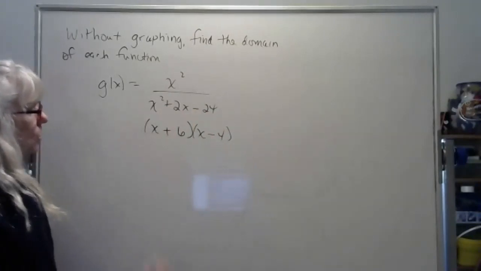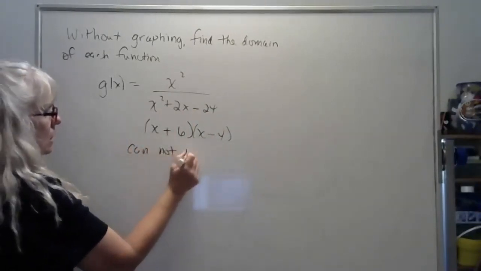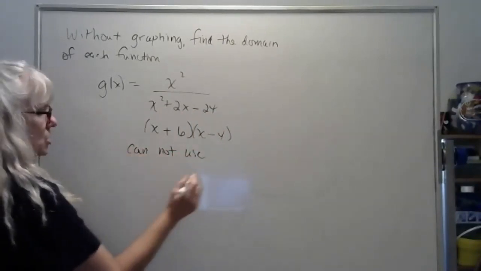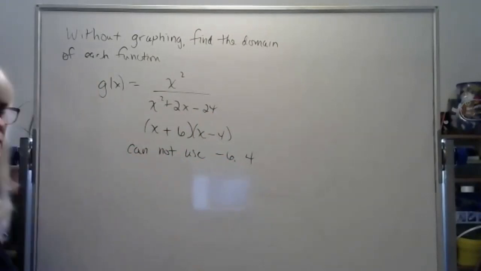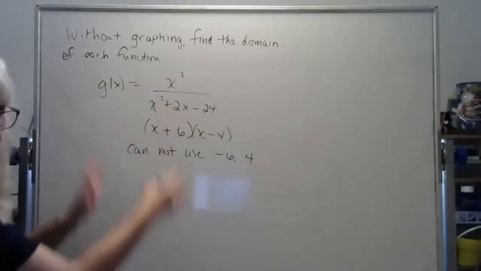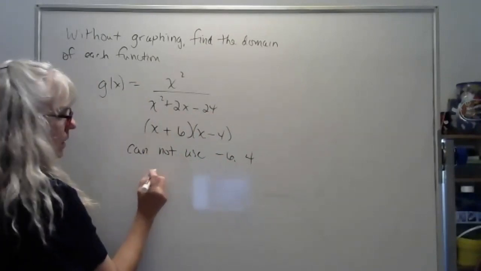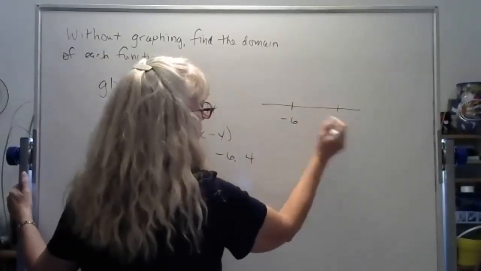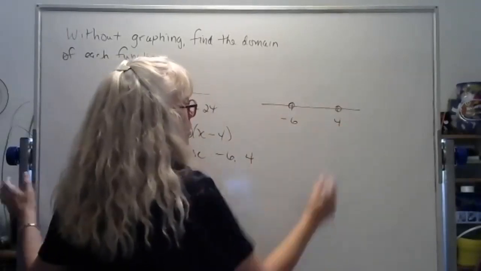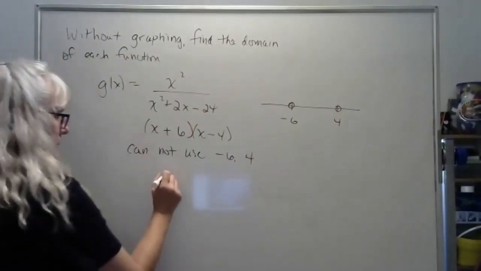So, okay, what numbers can we not use? In this function we cannot use a negative 6 and a positive 4. That's where the vertical asymptotes would be if we were graphing it. So on the number line, here's negative 6, here's positive 4, there are open circles or dotted lines on the graph there. So what's our domain then?